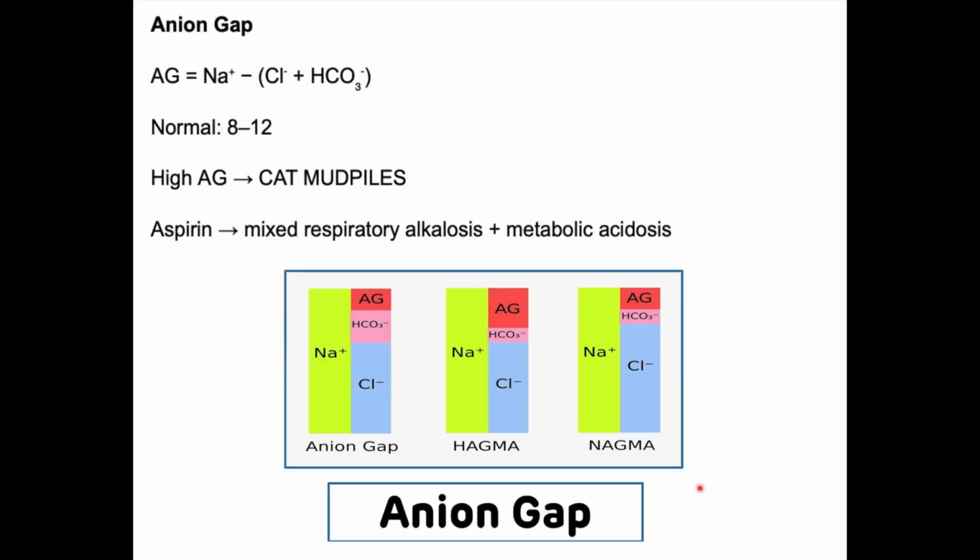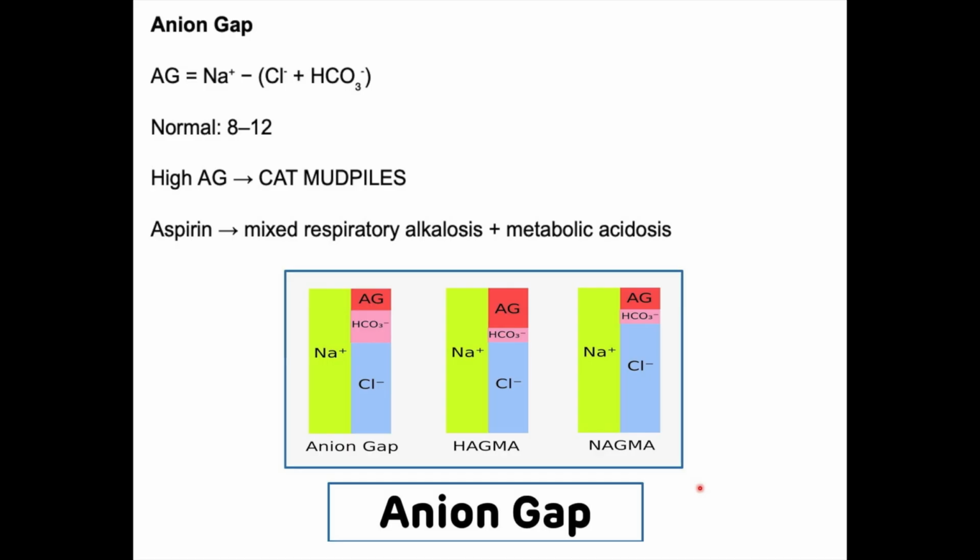Okay, so the anion gap helps you classify metabolic acidosis. The anion gap is equal to sodium minus chloride plus bicarb, and the normal range is about 8 to 12. If the gap is elevated, unmeasured anions are present. Classic causes are given in this mnemonic: CAT MUD PILES, which is carbon monoxide, alcoholic ketoacidosis, toxins like methanol, uremia, DKA, etc. So high anion gap metabolic acidosis means bicarbonate is being consumed, buffering an acid. Normal anion gap acidosis, also called hyperchloremic acidosis, occurs when bicarbonate is lost and chloride rises proportionally.